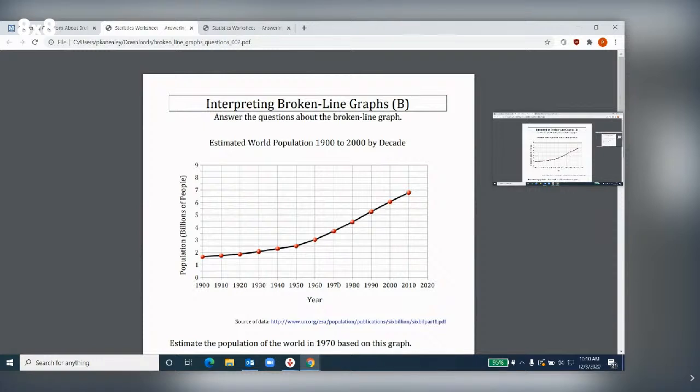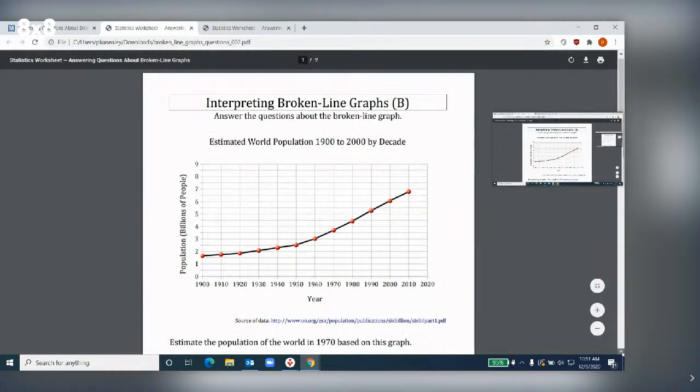Okay, so what you're going to do here, the first one, estimate the population of the world in 1970. So you're going to look at 1970, you're going to go up, and you'll see the red dot there, and that's at right about 4 billion people. So in 1970, the world population was about 4 billion people. Okay.